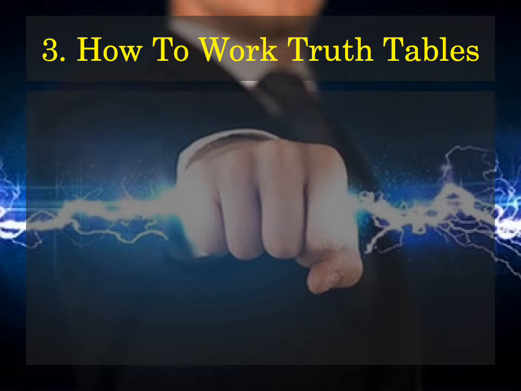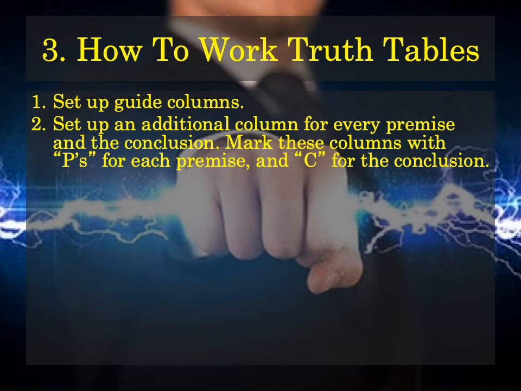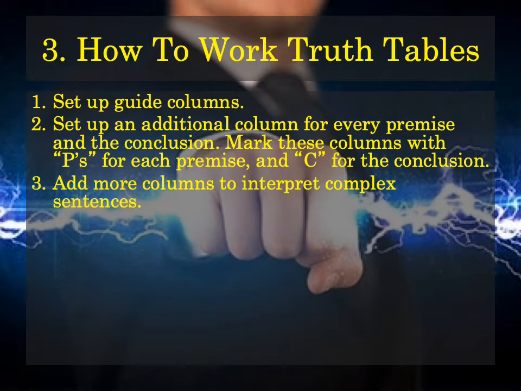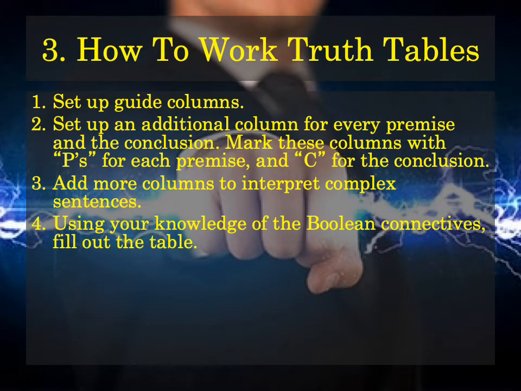I'm going to break this down into 5 steps. First, you set up guide columns, and you'll see this is exactly like what you did with the previous lesson. Next, you set up an additional column for every premise and for the conclusion. Then you mark these accordingly. Third, you're going to add more columns to interpret complex sentences, and you'll see that this is just like what we did with the previous lesson with complex sentences. For your fourth step, you're going to use your knowledge of the Boolean connectives. Right now that consists of negation, conjunction, and disjunction to fill out the table.